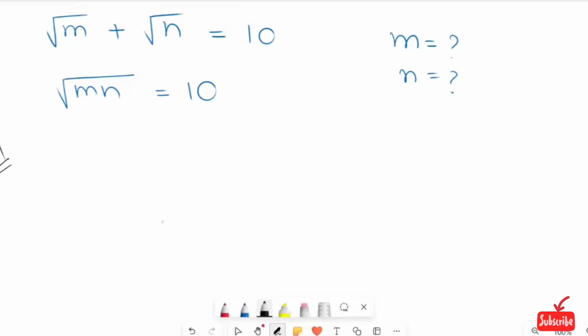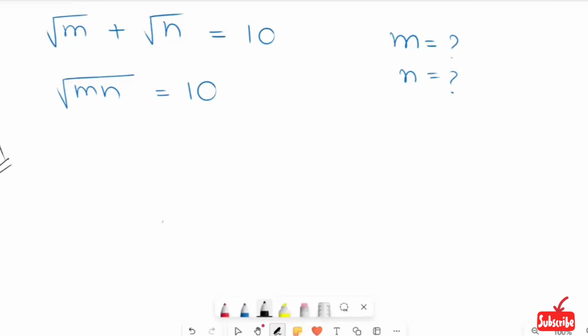Hi, here we have a nice algebraic equation. Root m plus root n is equal to 10. Root mn is equal to 10. Here we are going to find out the value of m and n. So let's start our solution.